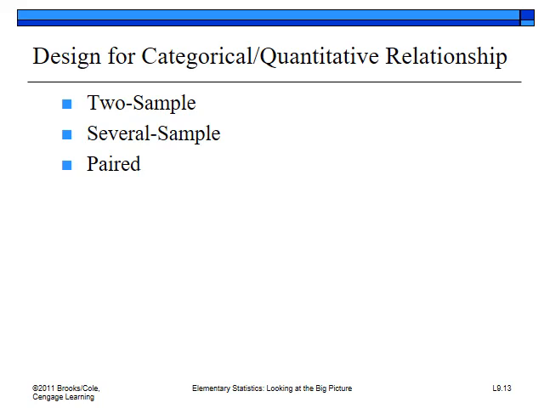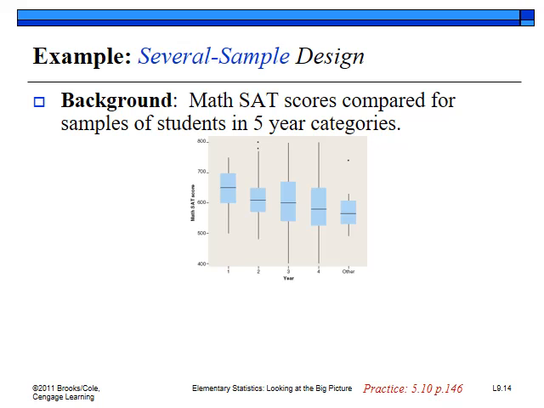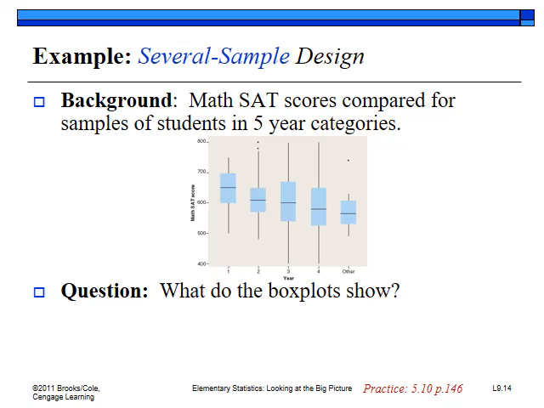Now that we've looked at two sample studies, let's consider several sample studies. Here's an example. Math SAT scores are compared for samples of students in 5 class categories: first year, second year, third year, fourth year, and other, which generally indicates 5th or higher. What can we tell by looking at these box plots?